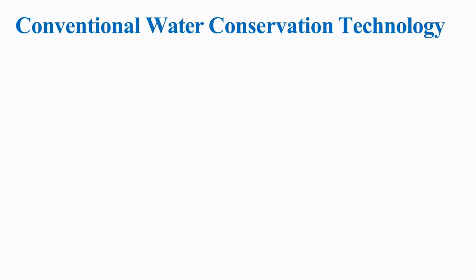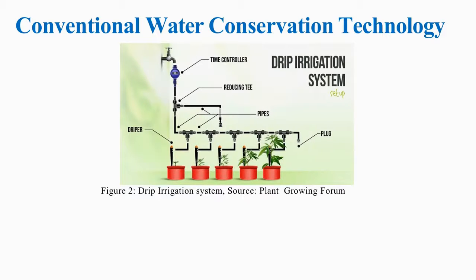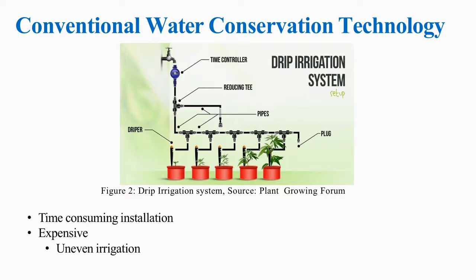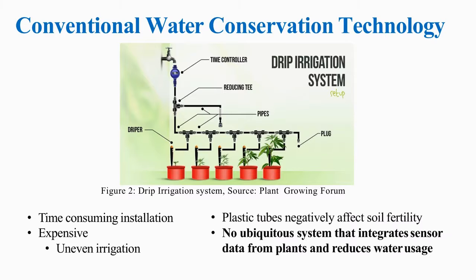Conventional water conservation technology looks like this, a drip irrigation system. There are several disadvantages that make this system not the correct way to conserve water. A couple of things, starting out with time. It's a time-consuming installation. It's expensive, $2 to $4 per square foot, and provides uneven irrigation. The plastic tubes that are used to try to drive down the cost of these systems negatively affect soil fertility.